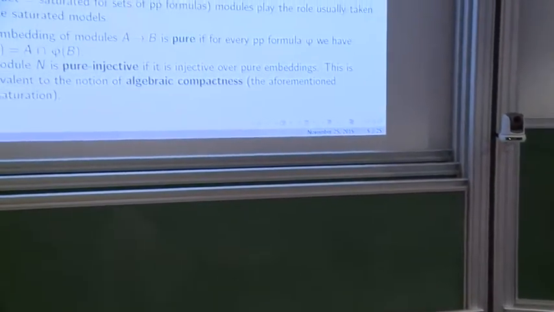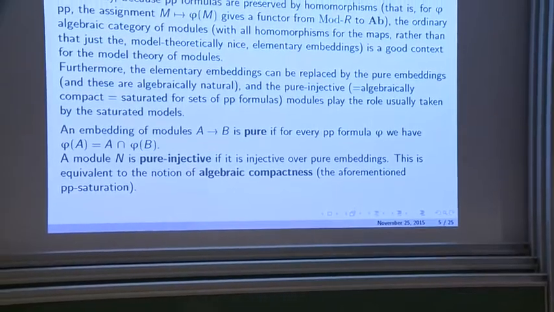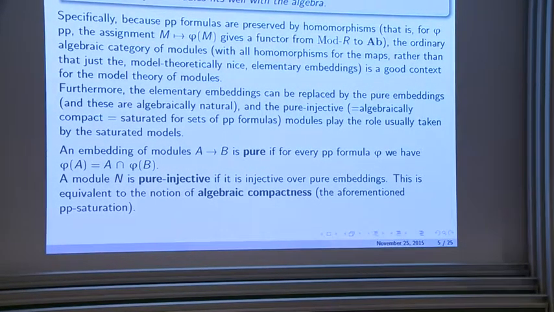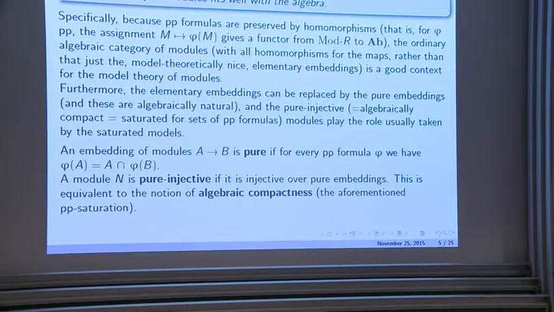You should work in the category with pure embeddings, where you say an embedding of modules is pure if for every pp formula phi, the solution set in A, the first module, is just the solution set in the larger one intersected with A.